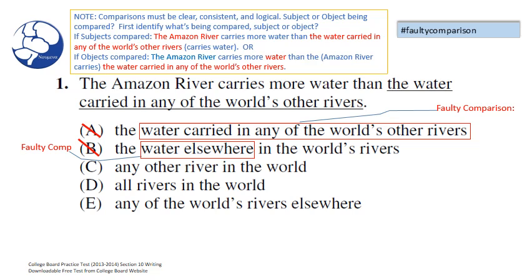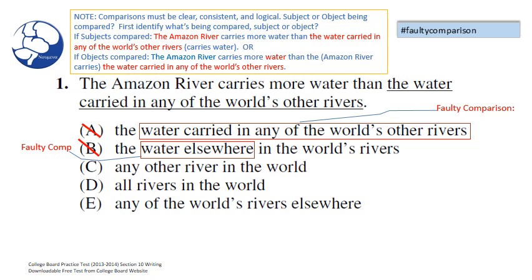Great. Well, I was listening carefully, and you said that we should appropriately compare the Amazon River to another river. Isn't that what we have in C? We do, and that's why we're going to keep C for now. When I read C, this looks correct. So I'm going to keep C for now and move on to D. Great. So let's hold on to C.